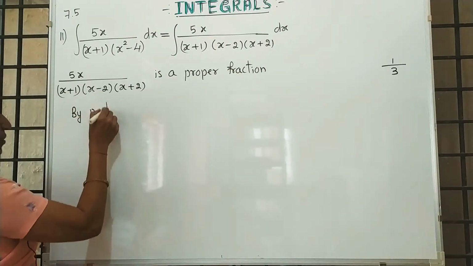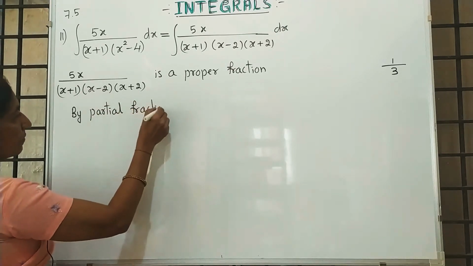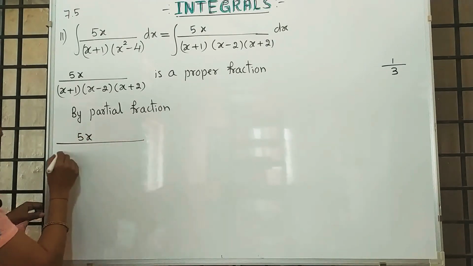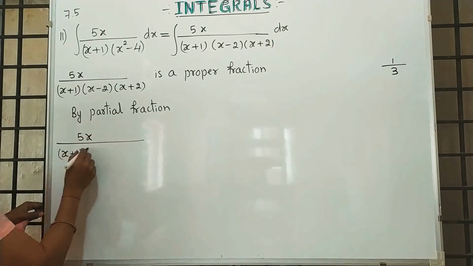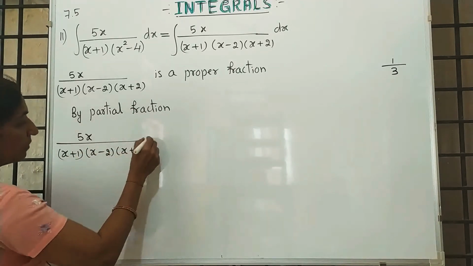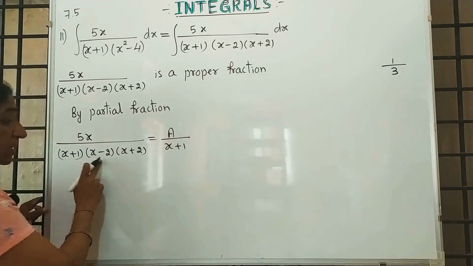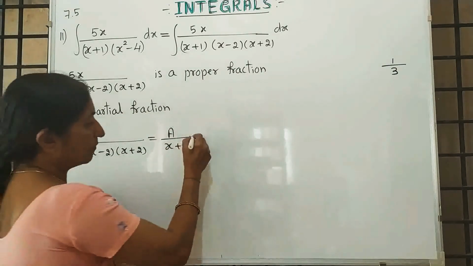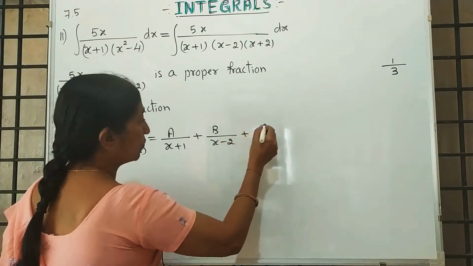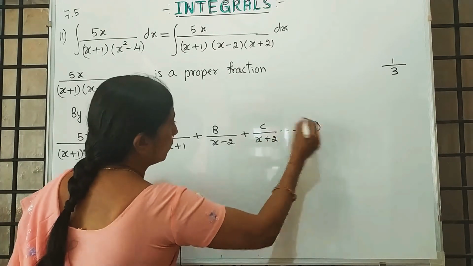Next, by partial fractions, 5x upon (x plus 1) into (x minus 2) into (x plus 2) is equal to A upon (x plus 1). All the three linear terms are different. Plus B upon (x minus 2) plus C upon (x plus 2). Let us call this equation 1.